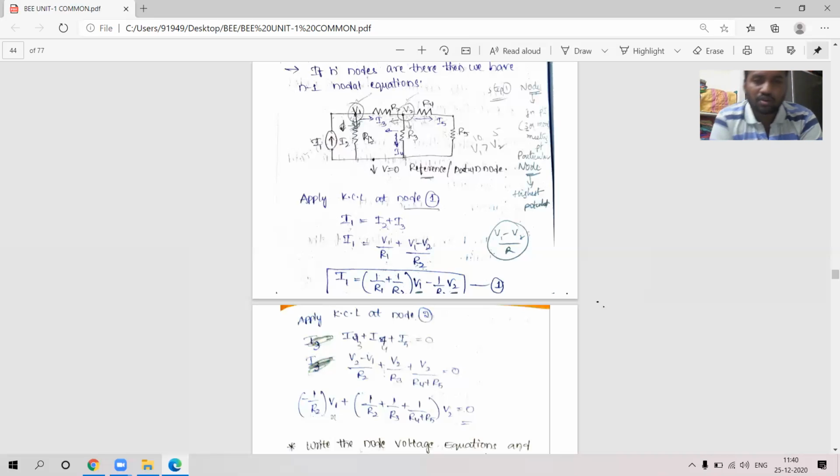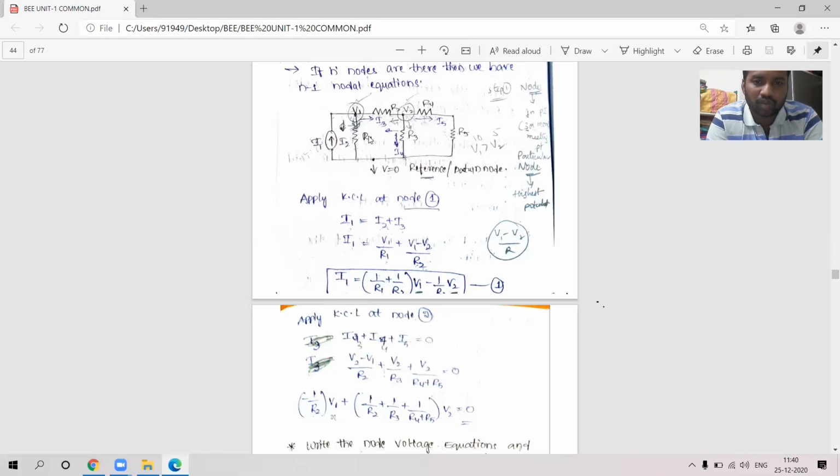For the first node, how many currents will be there? Three branches are there. I1 is entering, the current source is there, don't disturb the direction. I1 is towards the node, whereas for R2 and R3 we assumed the current directions are leaving, that is I2 leaving and I3 also leaving, because V1 is the highest potential. So by KCL, the sum of currents entering is equal to the sum of currents leaving. I1 is the entering current, I2 and I3 are leaving currents: I1 equals I2 plus I3.